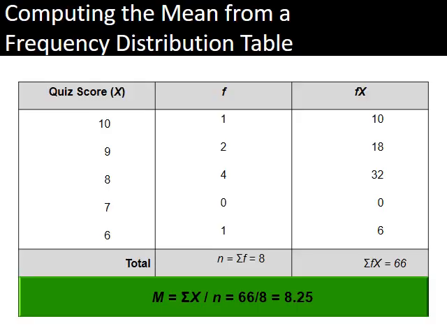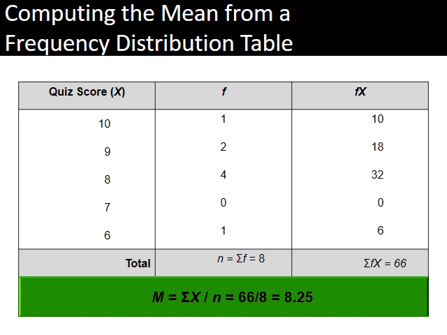Okay, we talked about how a mean could be calculated from a frequency distribution table in the last chapter. So here we've got a frequency distribution table with quiz scores of 10, 9, 8, 7, and 6 in that first column. In the second column, we've got frequencies of scores. So we've got one 10, two 9s, four 8s, zero 7s, and one 6. So we've got a total number of scores of 8. We see a small n there, so we derive from that this is a sample, not a population. Small n equals the sum of the frequency column, which is 8.